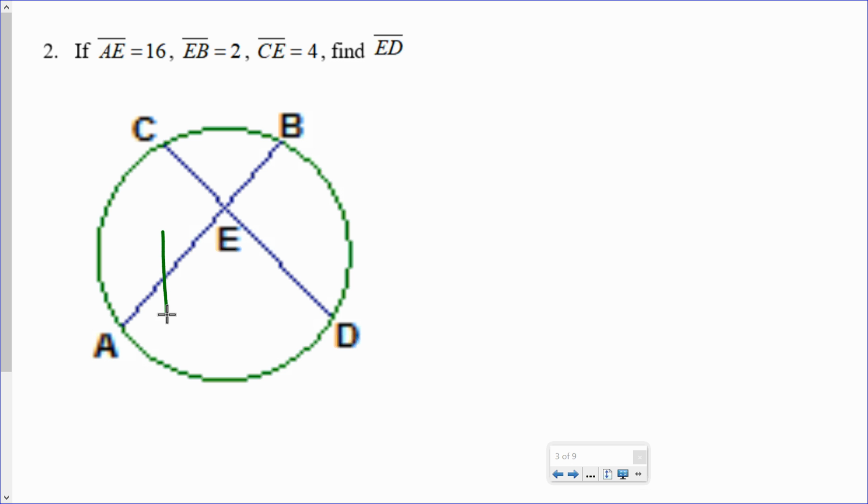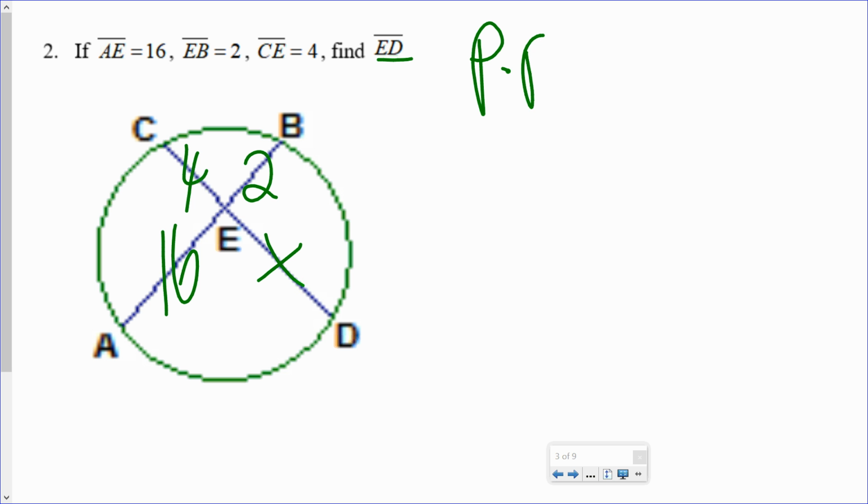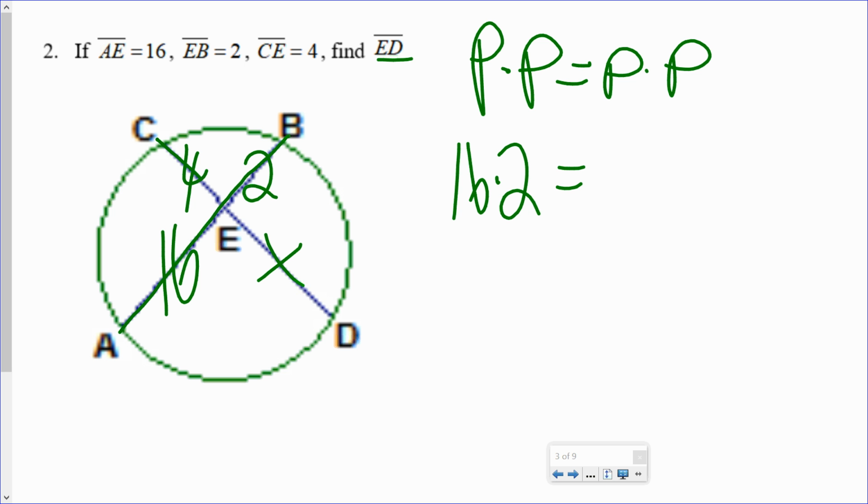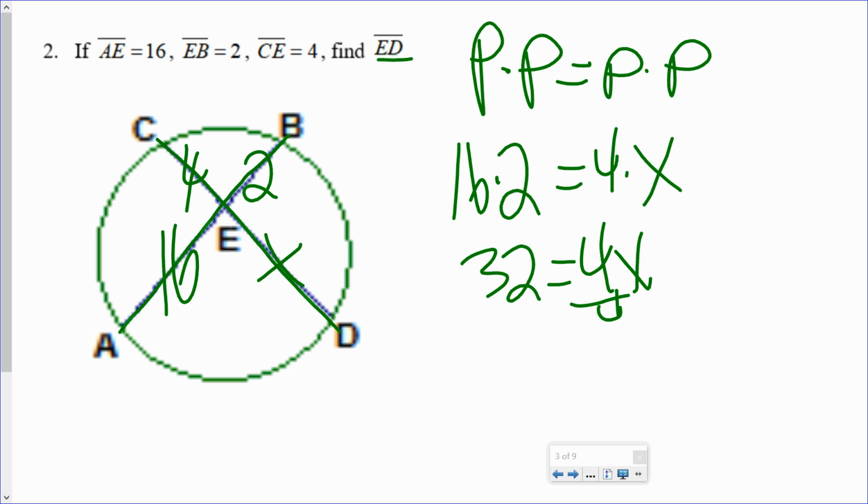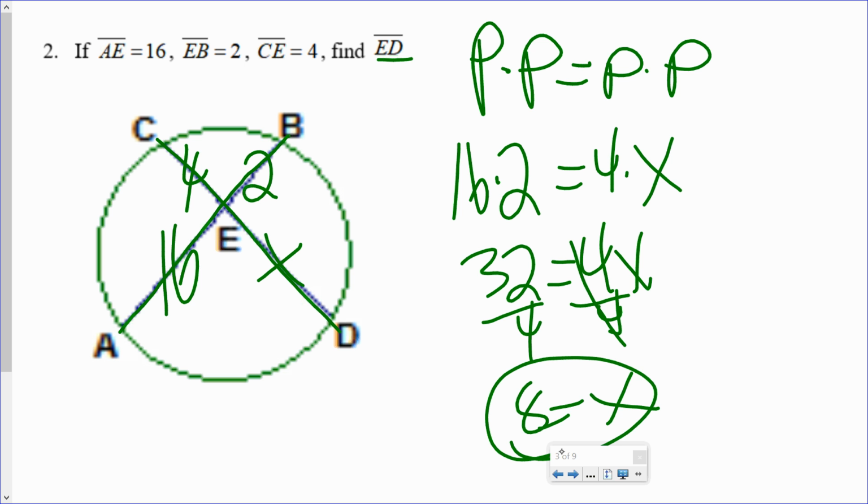Let's take a look at number 2. AE is 16, EB is 2, CE is 4. Find ED. These are segments, so it's got to be PP or wee. There's no exterior pieces, so it's PP. So part times part for this chord is 16 times 2. Part times part for this chord is 4 times x. From here, I do the algebra. X is 8.